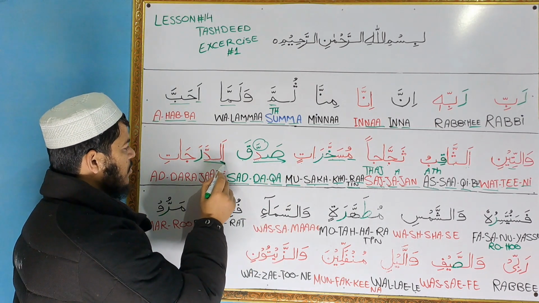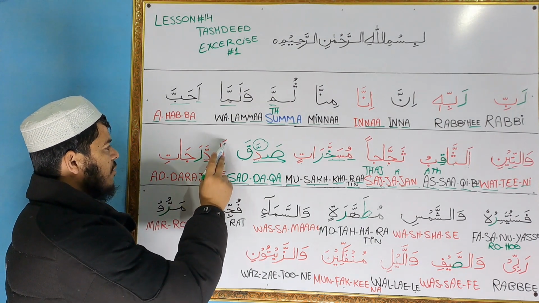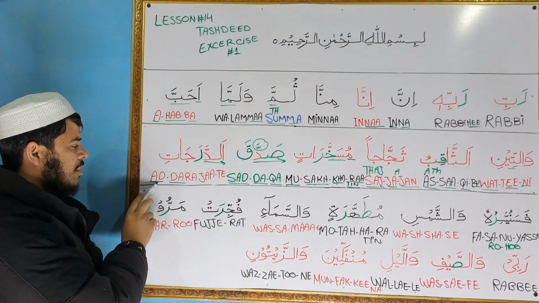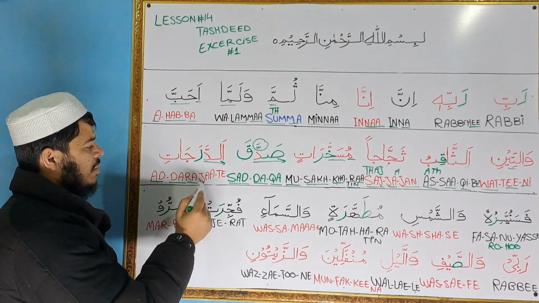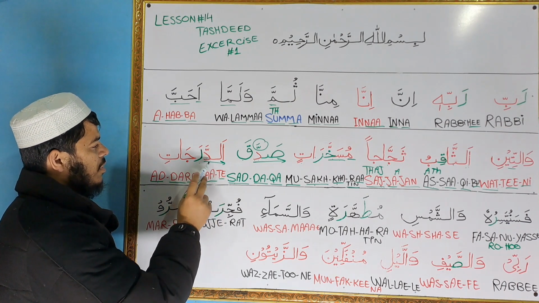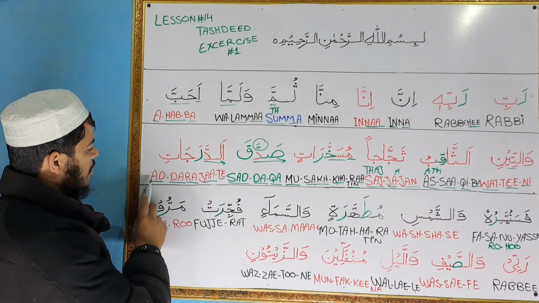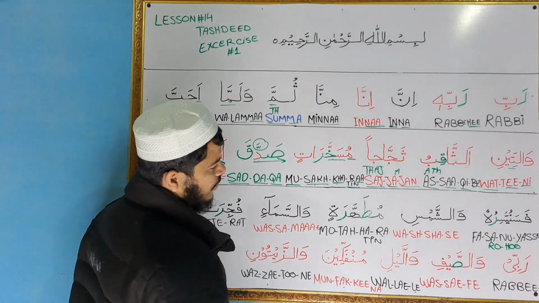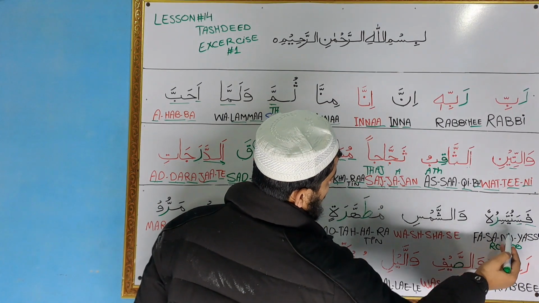This dal sound will be mixed up with the alif sound, the sound of hamza. Hamza, dal fatha ad, dal fatha da, adda. Ra fatha ra, jim alif fatha ja, it is a madda letter, ta kasra ti, ad-darajati. Fa fatha fa, sin fatha sa.